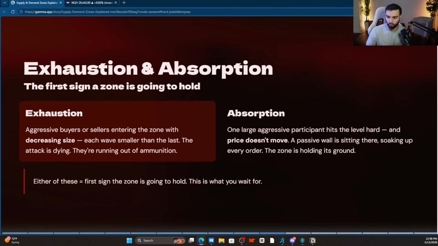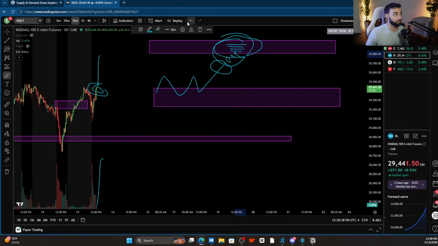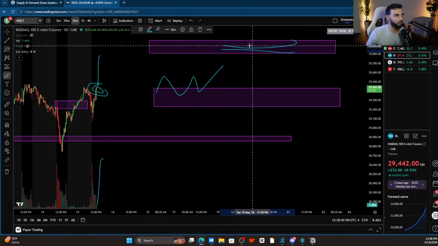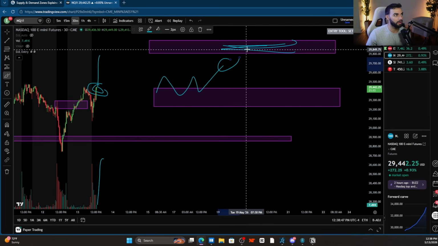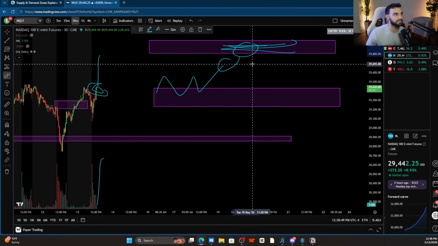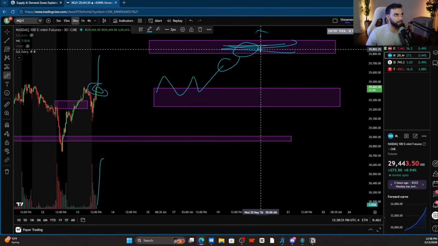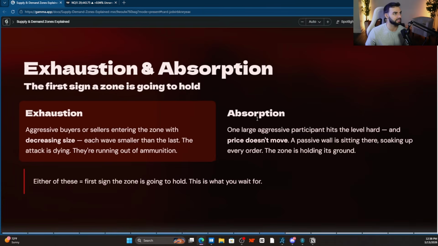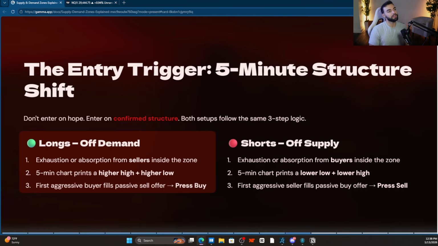Either of these is the first sign the zone is going to hold. This is what we wait for as our actual confluence. It's 100% needed to take any position, both continuation or against the structure. Absorption is when we have all these major orders sitting here, we come up and hit it with a massive order, but price does not move up. Then you see more orders coming back and spitting back out, defending that price level.